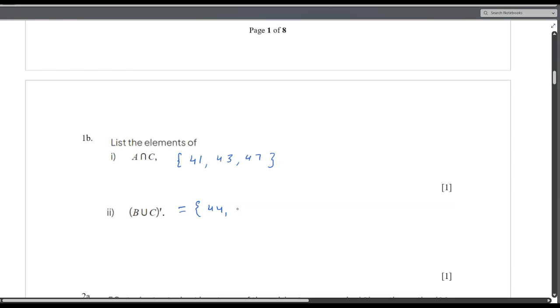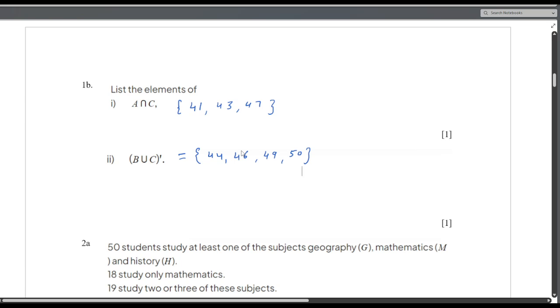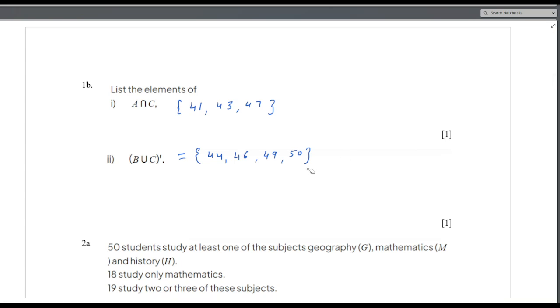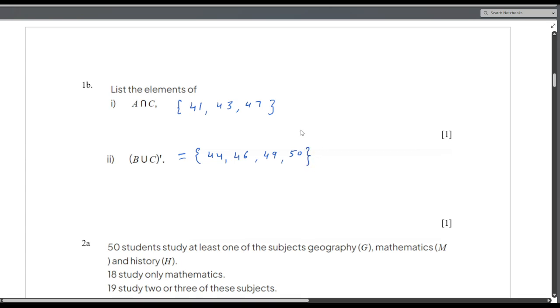44, 46, 49 and 50. Okay, right? Okay, so this is your question 1B.